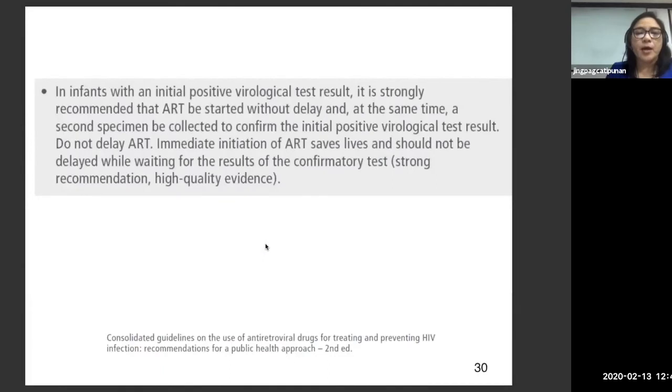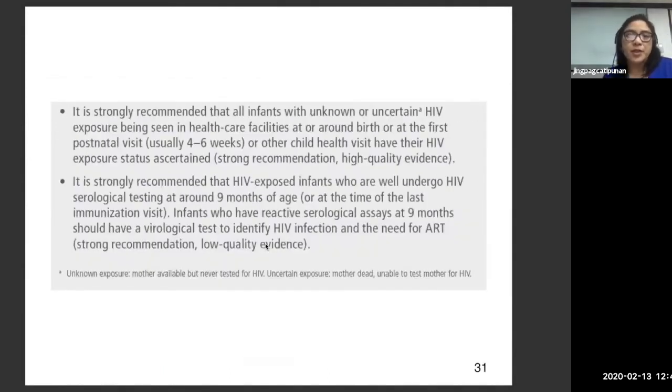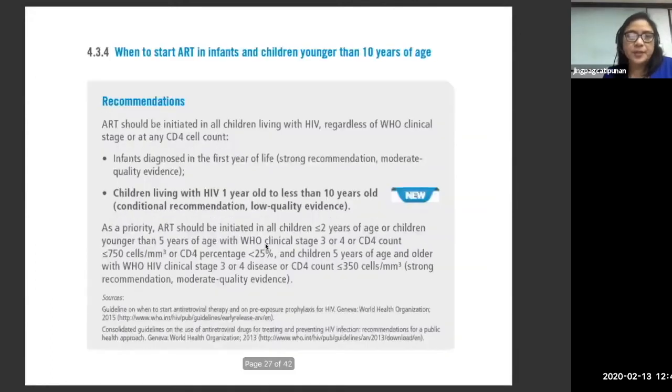Now, I will have to skip this because this is actually for the testing, the slides for the testing.